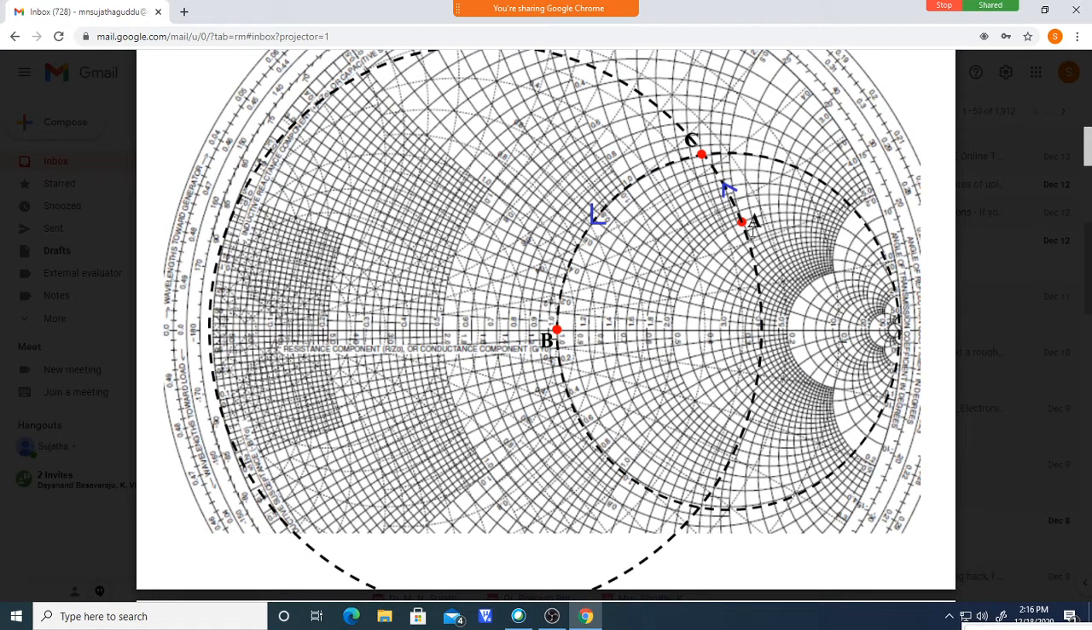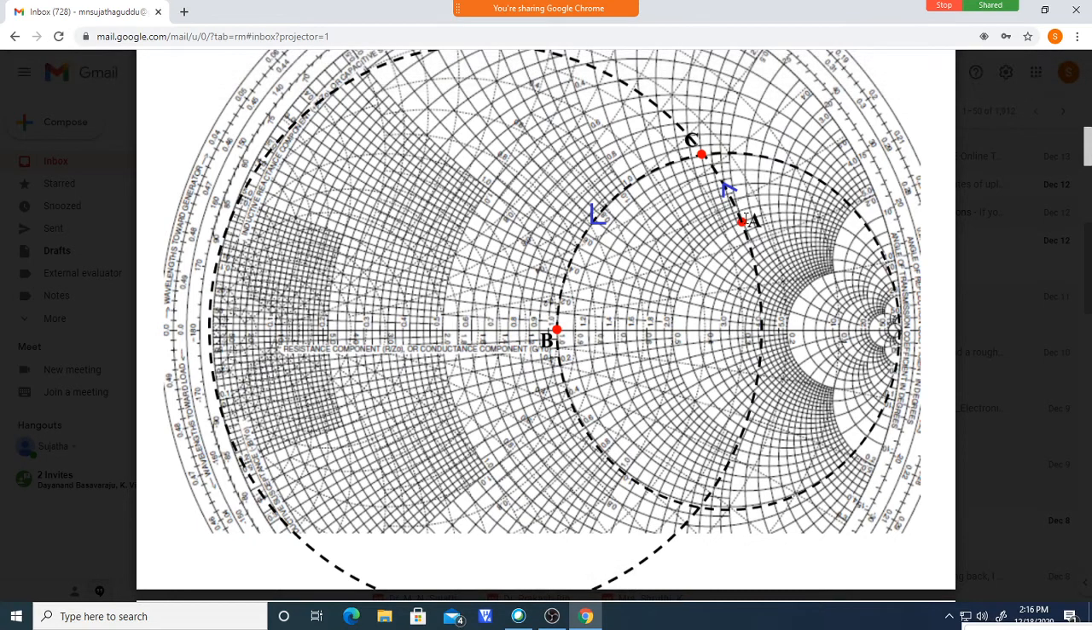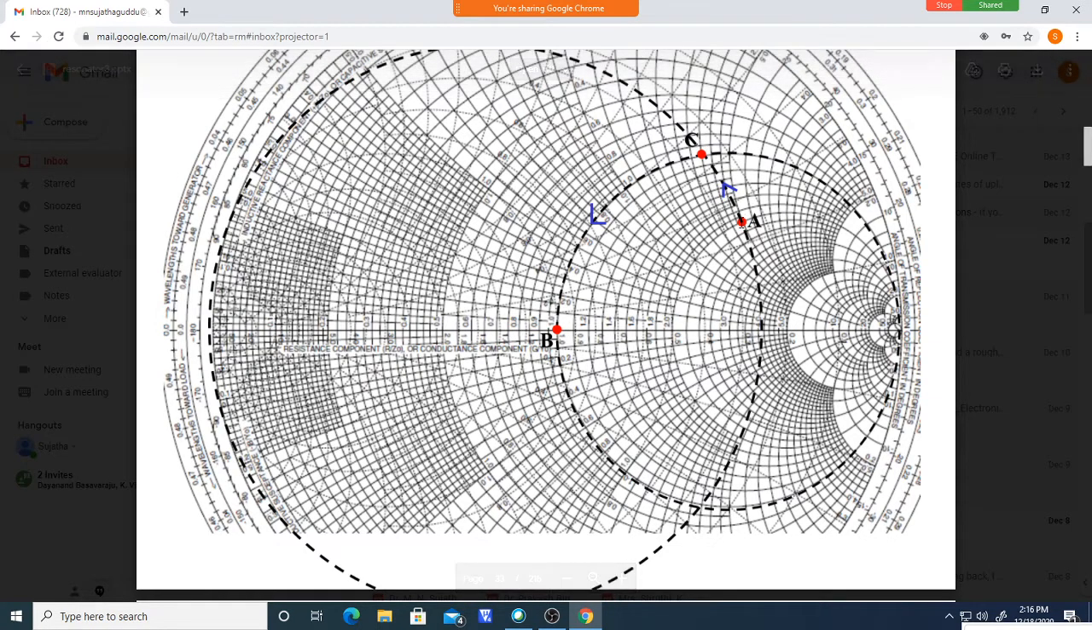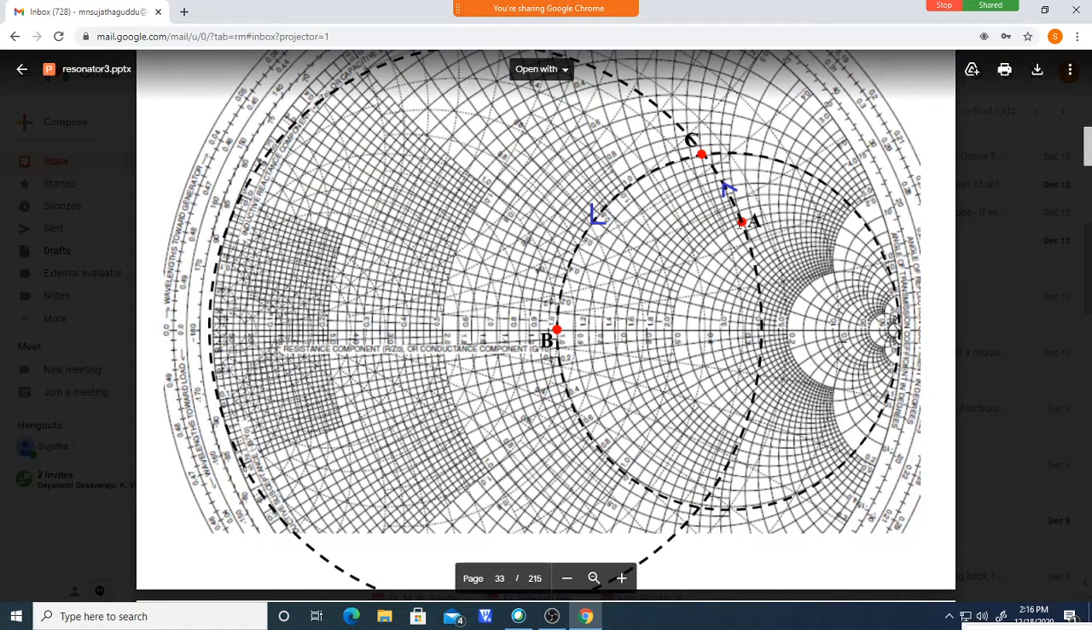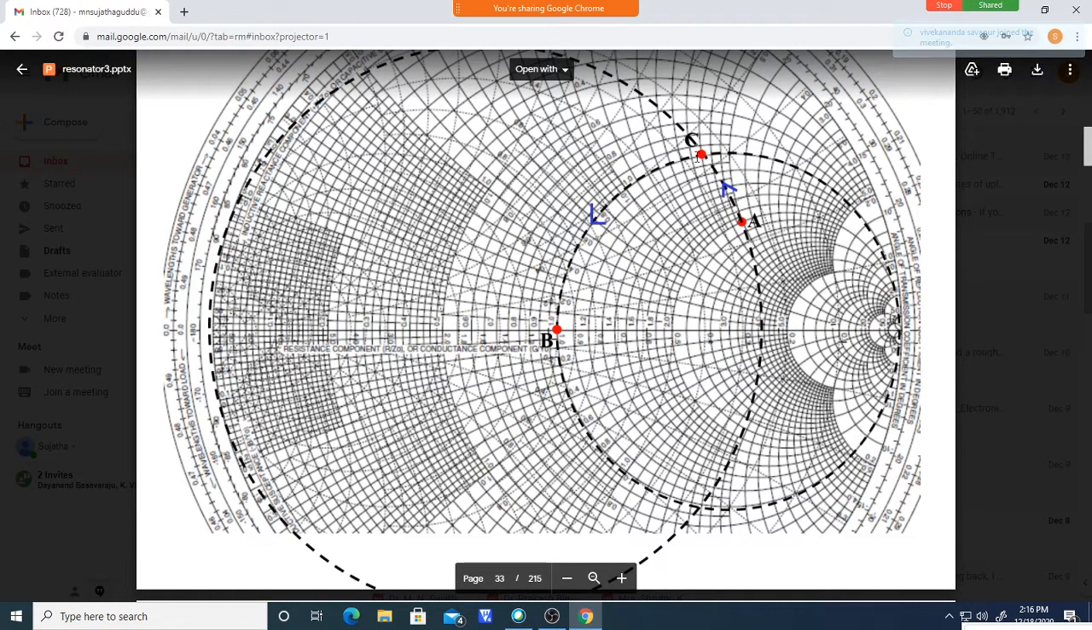So the next option is to start moving over a conductance circle passing through this point. So this is a conductance circle passing. Now from here you can move either in the anti-clockwise direction or in the clockwise direction. If you move in the anti-clockwise direction like this, you will reach the r is equal to 1 circle. Whenever you meet the r is equal to 1 circle for the first time, you can stop here. You moved from here to here.